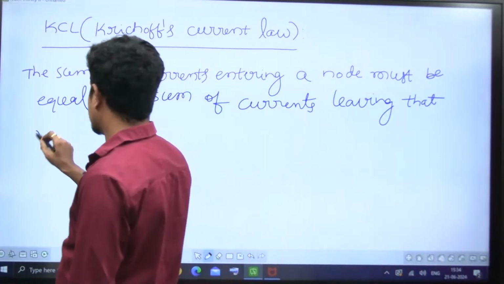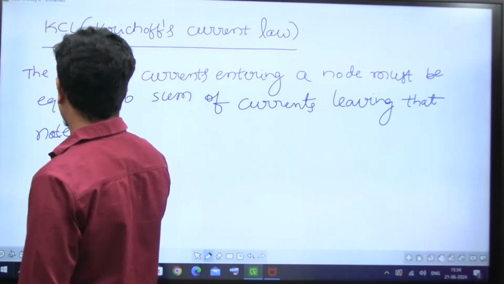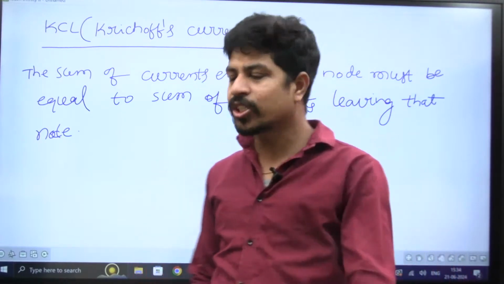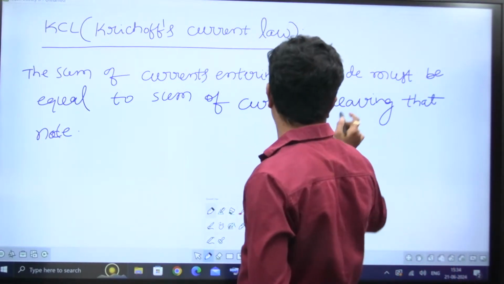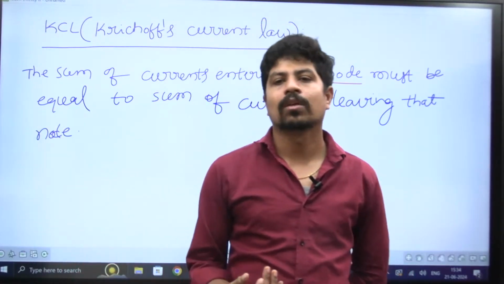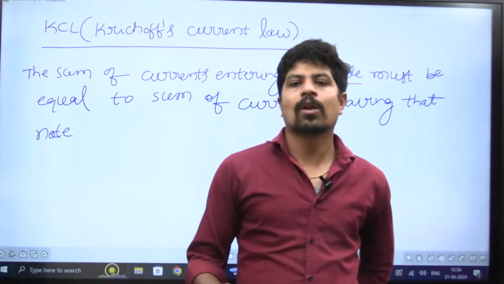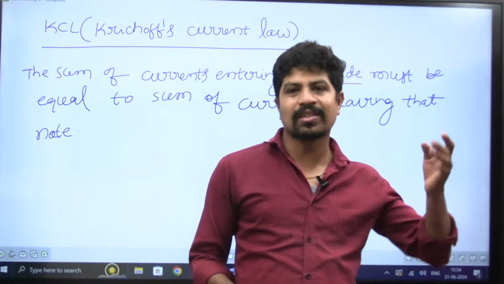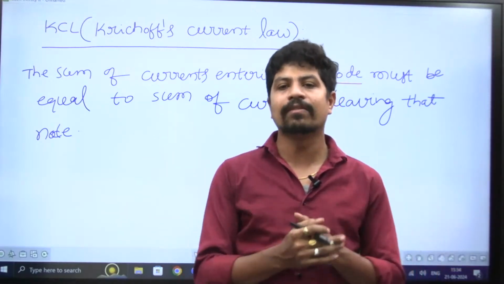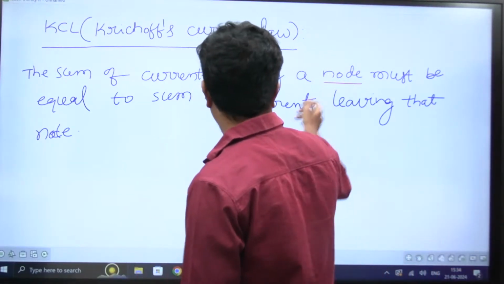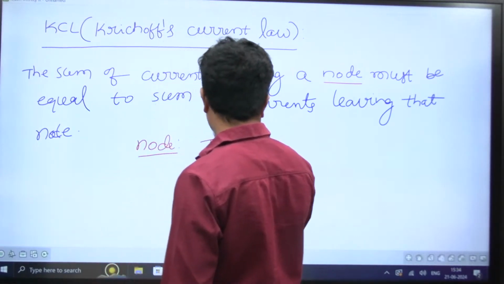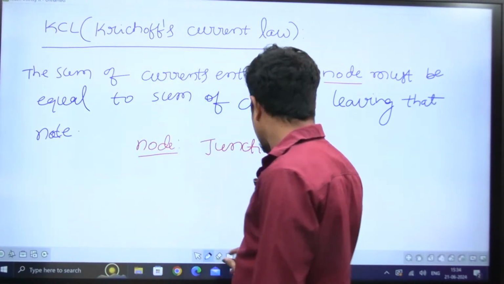What that says is, whatever current is coming to a node, the same current must leave. Why? Because a node is a junction. For example, take a railway station. Suppose it is not a big station, but some small station. The trains that are coming to the station, the same trains have to leave. 10 trains are coming, all 10 trains must leave. So a node means a junction, where more than one element is connected.